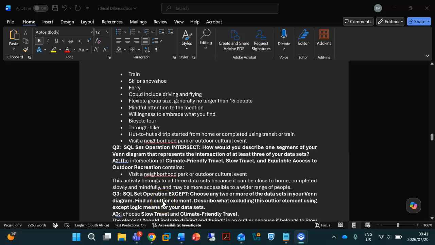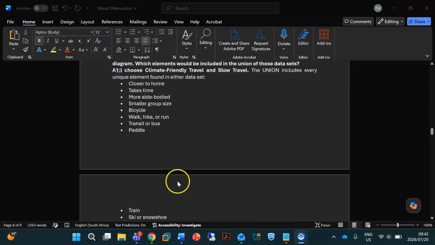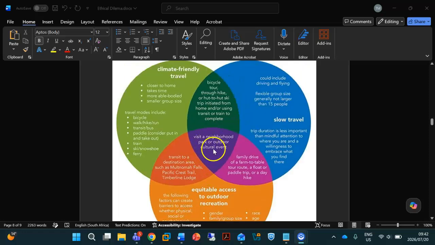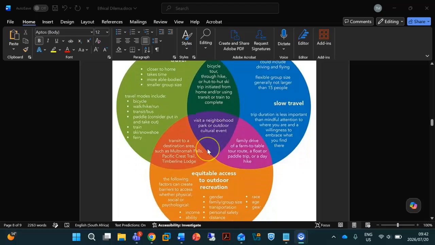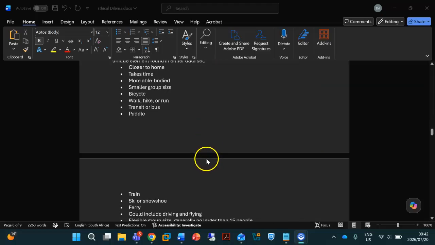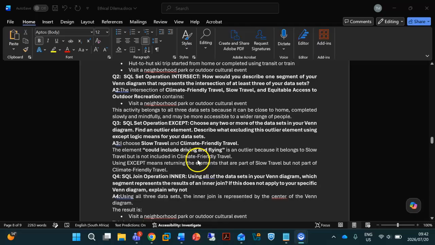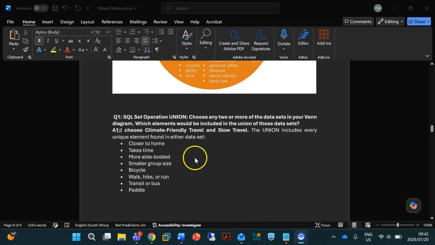Going on to the second question, SQL set operation intersect. How would you describe one segment of your Venn diagram that represents the intersection of at least three of your data sets? The intersection of climate friendly travel, slow travel, and equitable access to outdoor recreation contains visit a neighborhood park or outdoor recreation event. This is the intersection, which you can see here in the purple or dark blue. I'm not really good with colors, but this would be the intersection between the data sets.